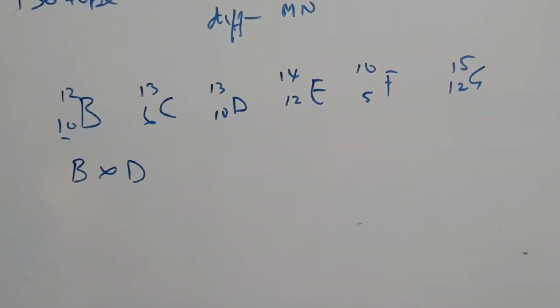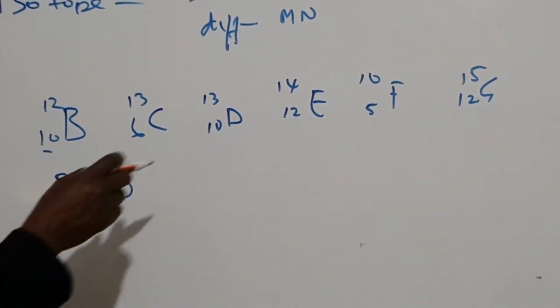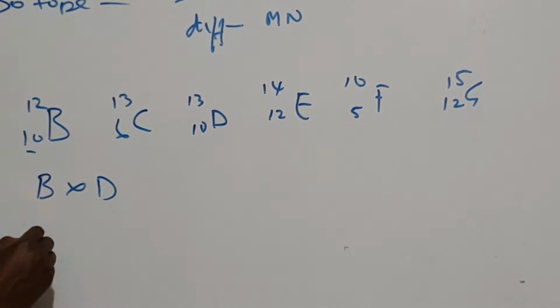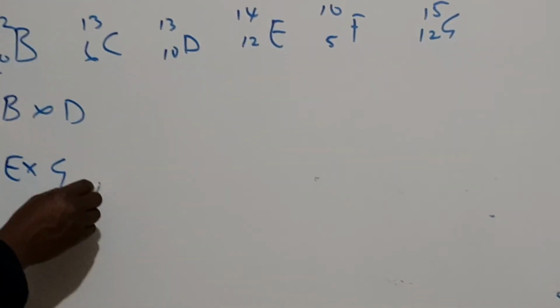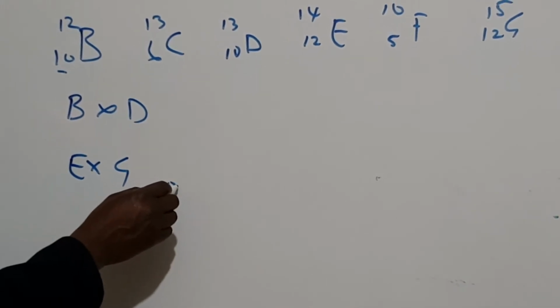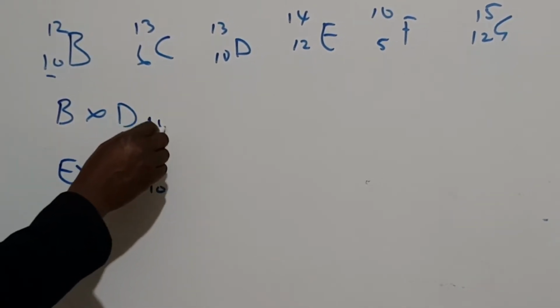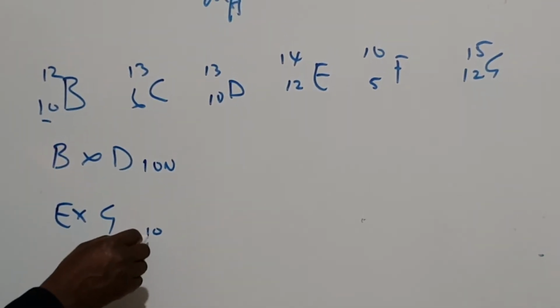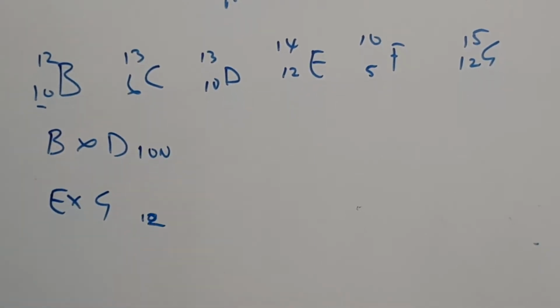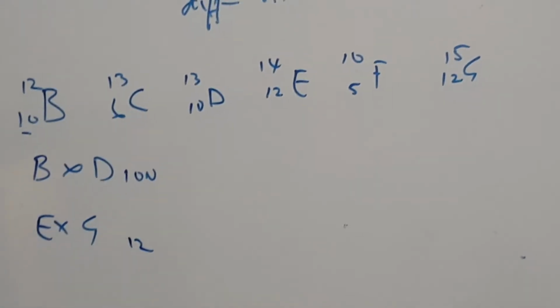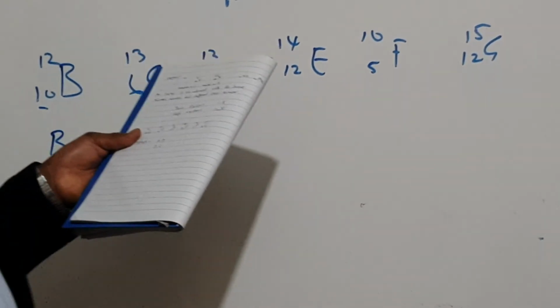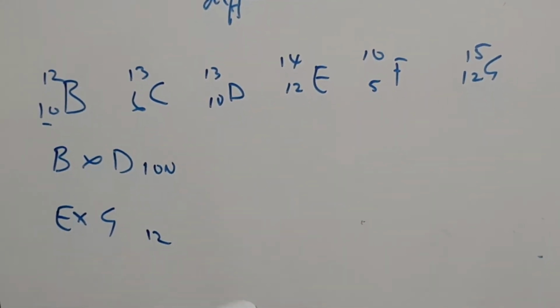Which one again? E and G. Because they all have 12 atomic number. This one they all have 10 atomic number. This one they all have atomic number of 12. So they are the isotopes. I think now you understand what isotope means. Same atomic number, different mass number.